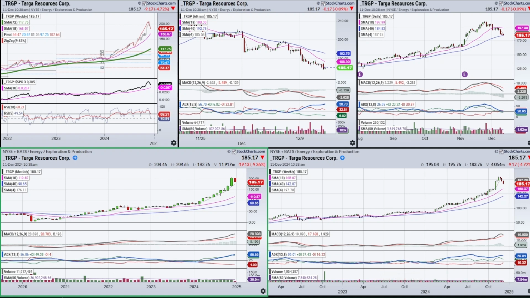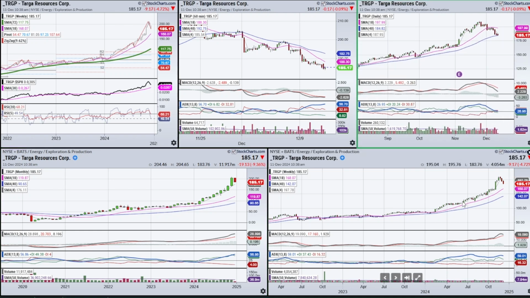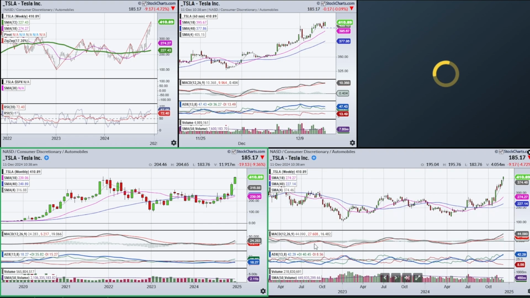Now, it's possible that won't happen until the new year. Maybe we get one more run to a new high, but I don't see a setup right now that I would be all that enticed by. It's still too far from the 18-week. The 18-day just rolled over, so you've got to be careful on that one.